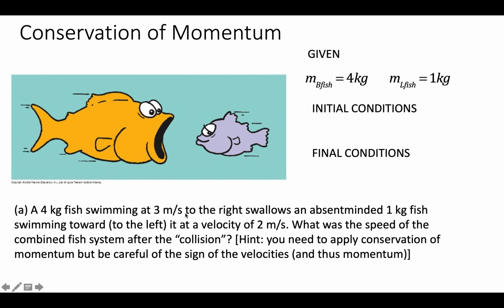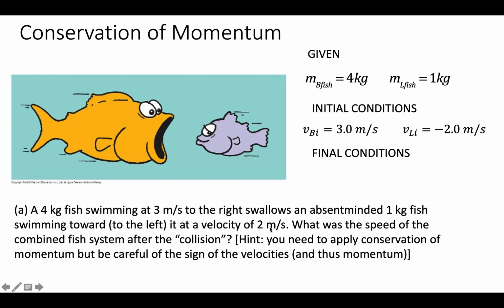So if we look at what's given, we know the mass of the big fish is 4 kilograms, and we know the mass of the little fish is 1 kilogram. In terms of the initial conditions, the big fish, or the 4-kilogram fish, is traveling at a speed of 3 meters per second to the right, so we know the initial velocity of the big fish is 3 meters per second. And we also know that the 1-kilogram fish is traveling to the left, and this really should say a speed of 2 meters per second.